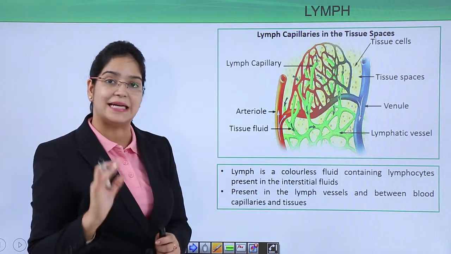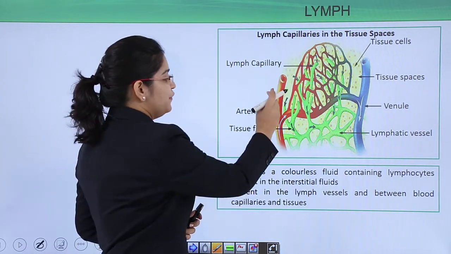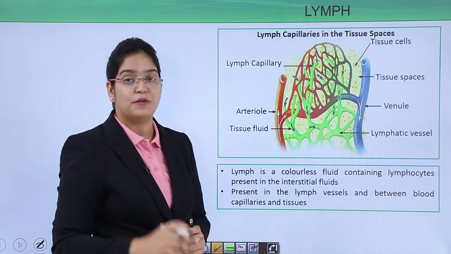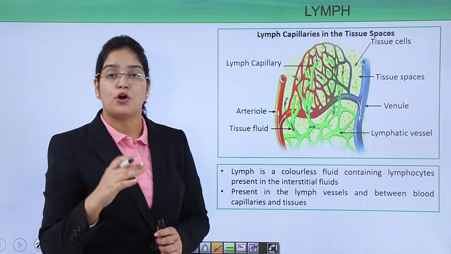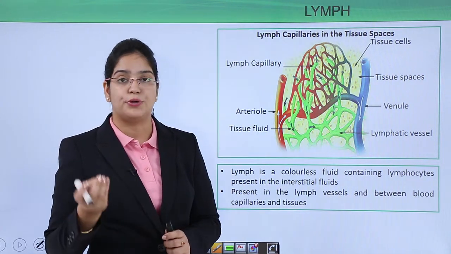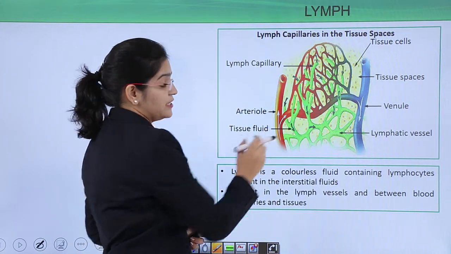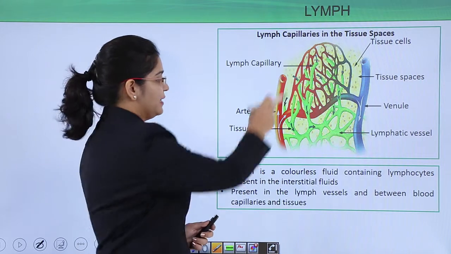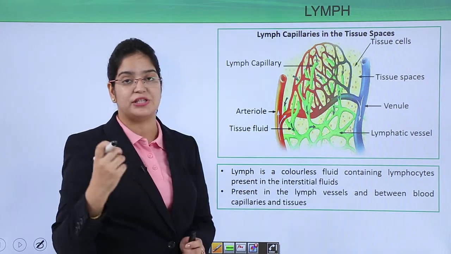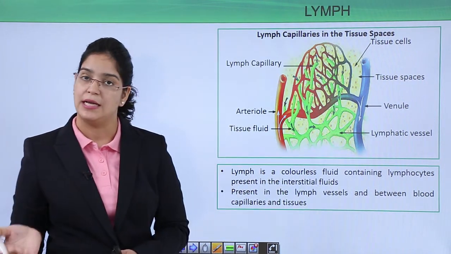Now we know lymph is a colorless fluid. Why is it called a colorless fluid? Because filtration occurs through the arteriole. When filtration occurs, not all the proteins can move out from the space, because capillary spaces are very small compared to the arteriole. So the filtration of smaller particles will occur.